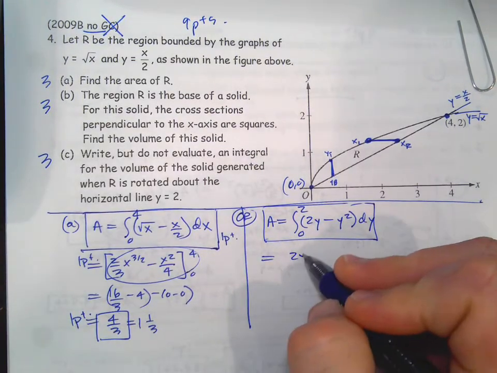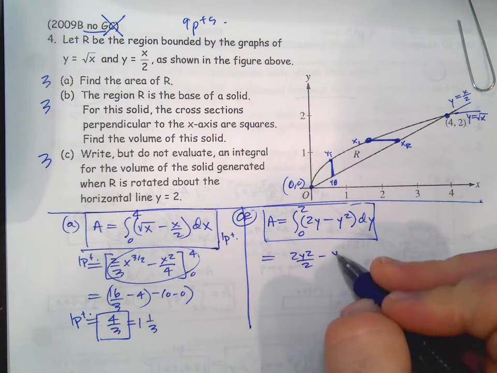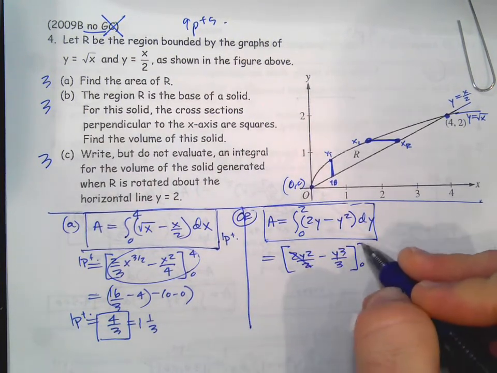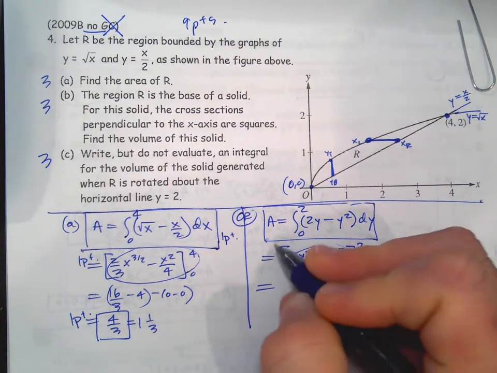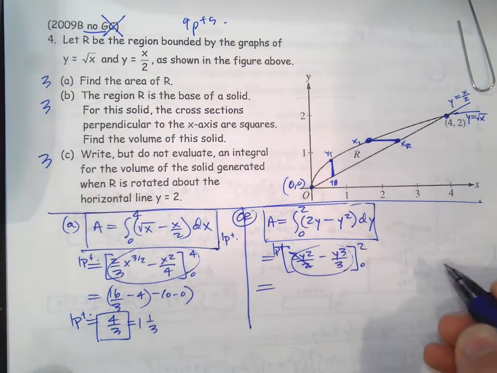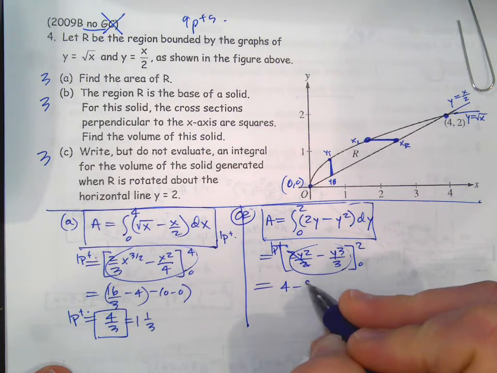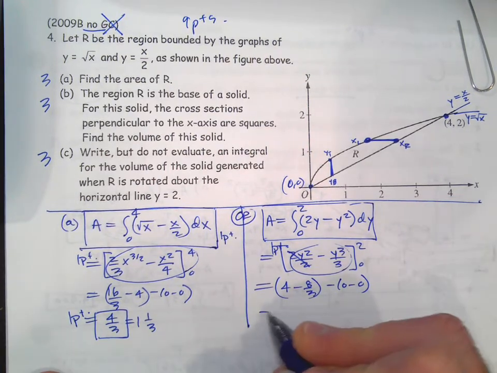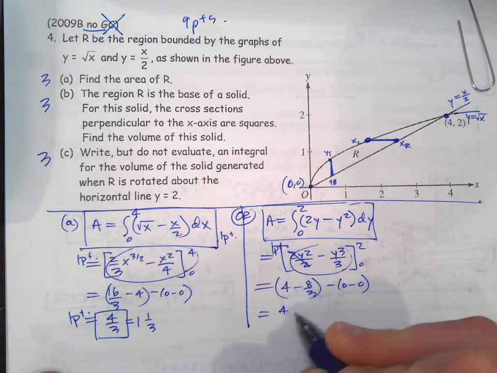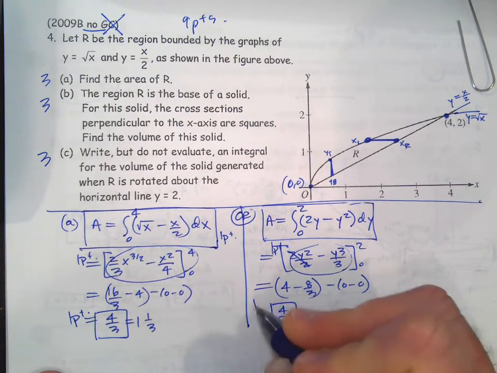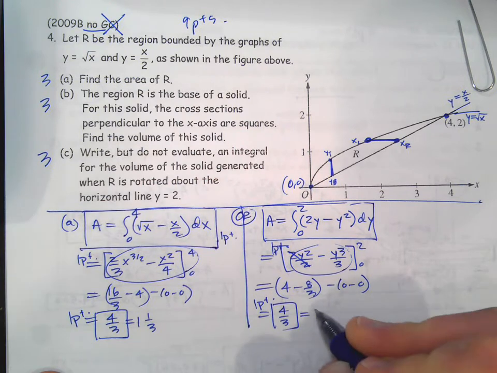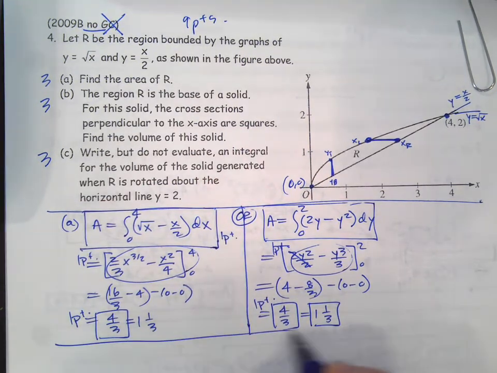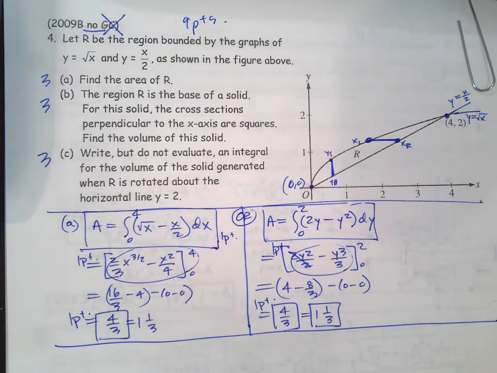The antiderivative is going to be 2y squared over 2 minus y cubed over 3, 0 to 2. That's a point, the antiderivative. Plug 2 in, you get 4 minus 8 thirds minus 0 minus 0. 12 minus 8 is 4 thirds. That's your point. Or 1 1/3 if you want to do extra work, which I wouldn't do, because sometimes you guys mess it up. So either of those ways, okay?